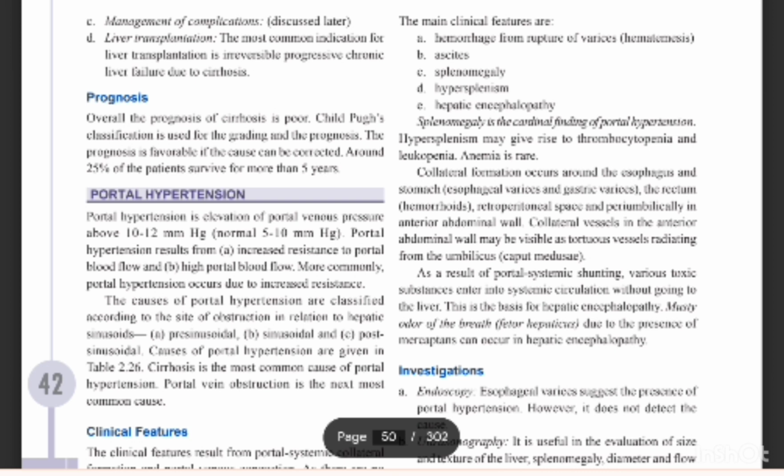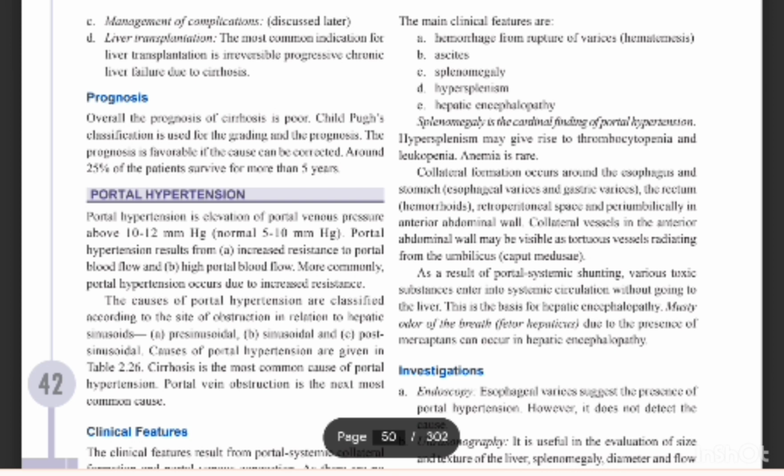Then hypersplenism may give rise to thrombocytopenia. What happens if the spleen is overactive? The spleen is the graveyard of cells, so all your platelets and WBC will be engulfed and destroyed in the spleen.